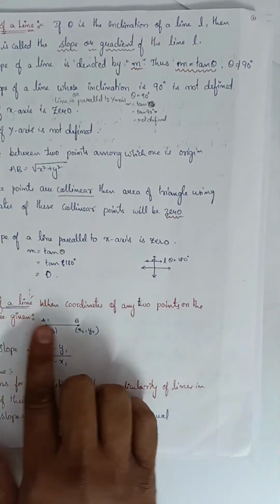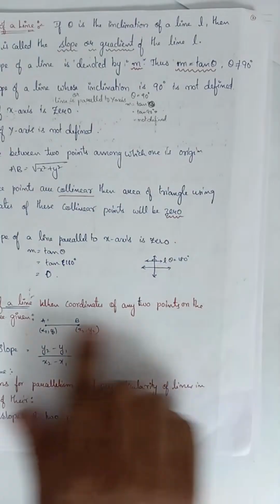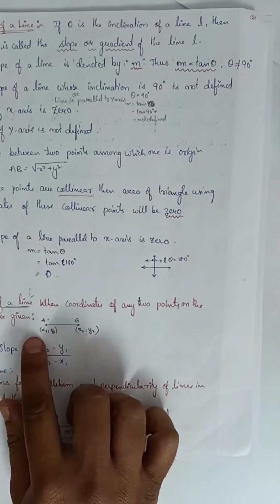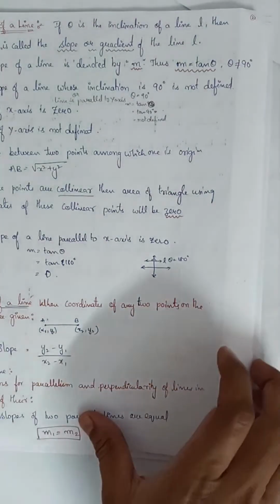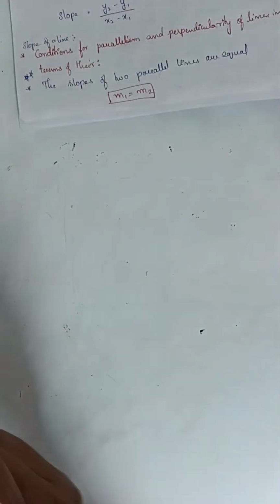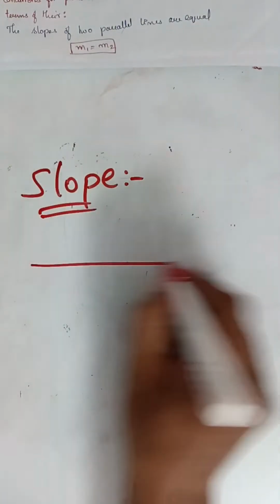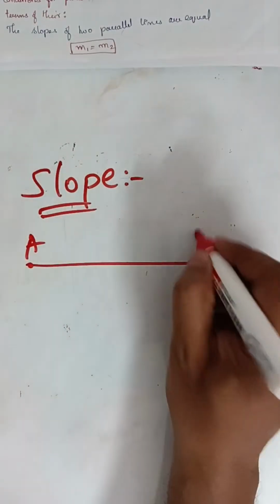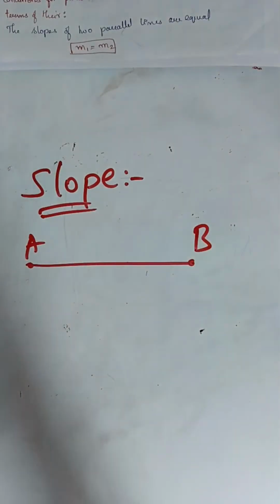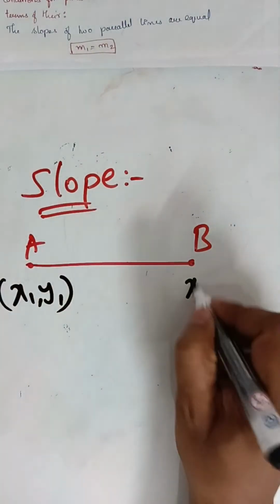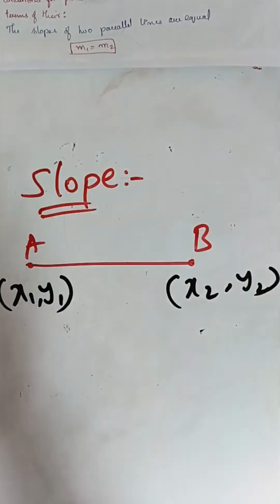Now, the slope of a line when the coordinates of any 2 points on the line are given. This is a line, with a starting and an end point. Now we will see the formula for slope. To find the slope of any line, suppose the first point is x1, y1 and the second point is x2 comma y2. So what is the formula of slope?